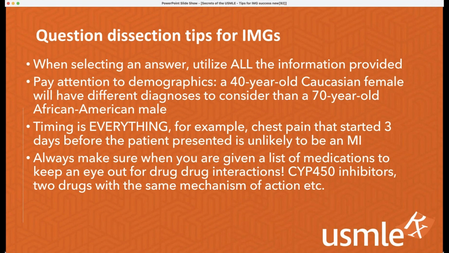Use all information. For example, a demographic can be a huge clue in your answer choice. A 40-year-old Caucasian female may have a very different diagnosis, or differential diagnosis may vary, from a 7-year-old African-American male. Things like timing, much like when you're on your clinical rotations, or if you're doing these questions and that's your only exposure: did the presentation happen just before they came to the hospital, or did it happen several hours ago, or has it been going on for 2 weeks?